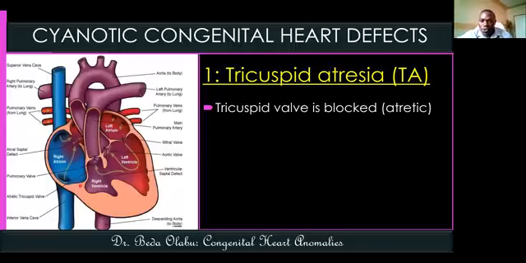Okay, let me make it easier for you. So blood will go to the left atrium via the foramen ovale. Why is it that if the tricuspid valve was open, blood will not move from right to left through the foramen ovale, but now that the tricuspid valve is blocked, blood moves from the right to the left atrium?